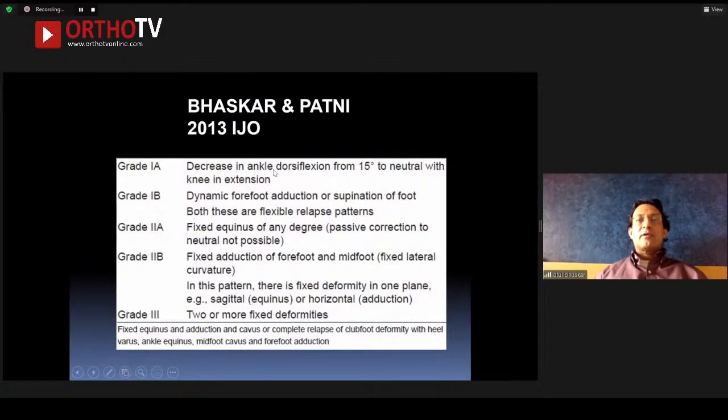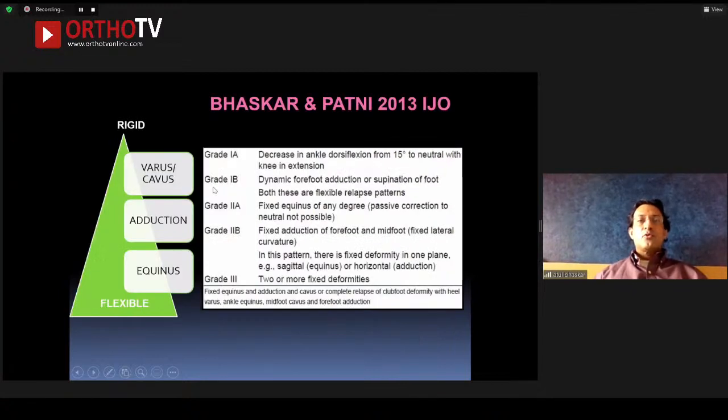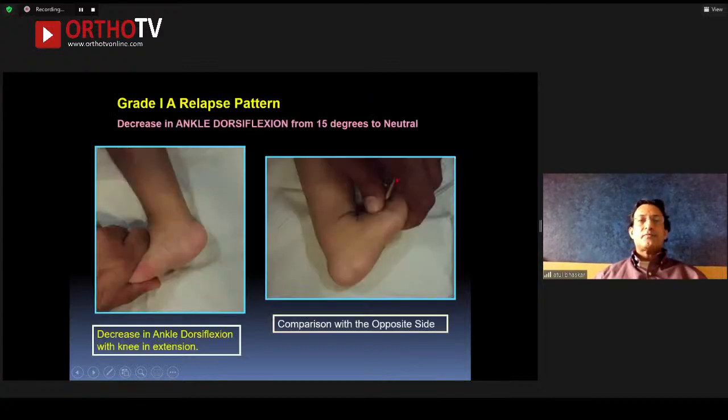So what we looked at is our classification was looking at the flexibility of the clubfoot. So we started with the mild type, which is there is loss of dorsiflexion from 15 degrees to neutral, dynamic adduction, which are flexible deformities. Then we go to the rigid ones where there is deformity in one plane. So typically you get an equinus contracture where you could not get passive correction to neutral, a fixed adduction contracture, and then when there were two or more deformities. So we actually had made this into 3A and B, but then we had to combine this so that it doesn't get very confusing.